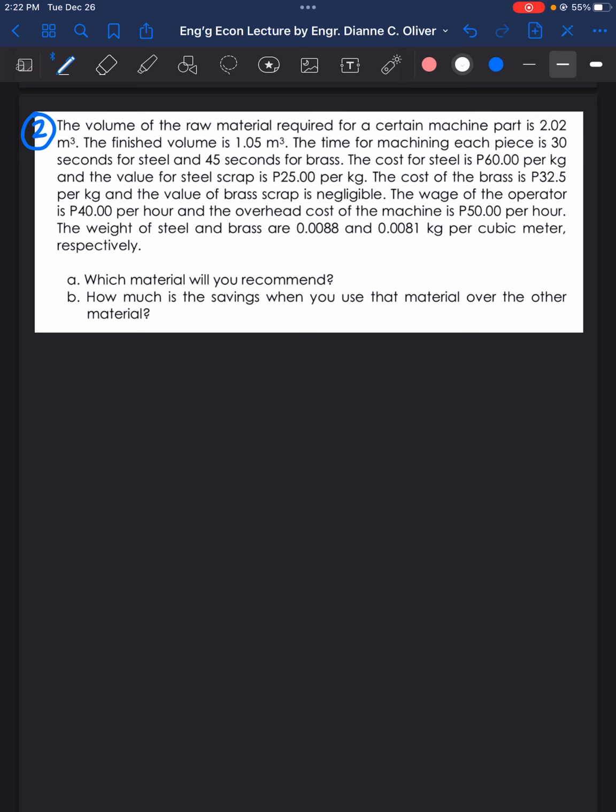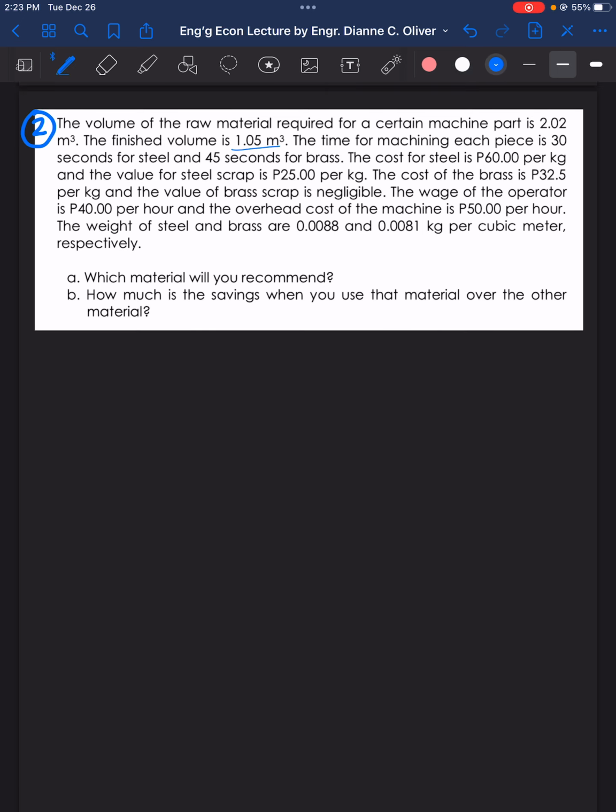Of course, we will solve the total cost of each material, and we will select the one with the lesser cost. Okay, so let's start with the cost for steel. So first we need to determine that the required volume here is 1.05. So this is the required volume, but the raw material needed is 2.02 cubic meter.